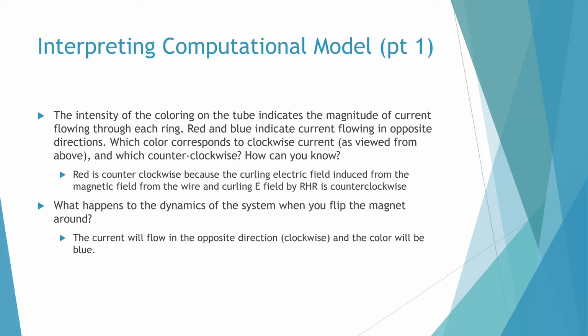And so what happens to the dynamics of the system when you flip the magnet around? The current's going to flow in the opposite direction, clockwise, so that means that the color is going to be blue. So that kind of explains which one is red and which one is blue for counter and clockwise.